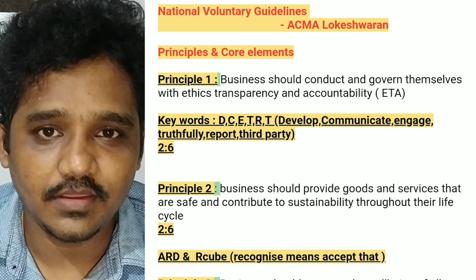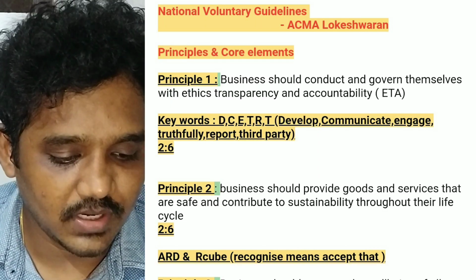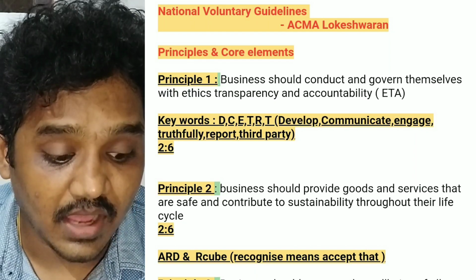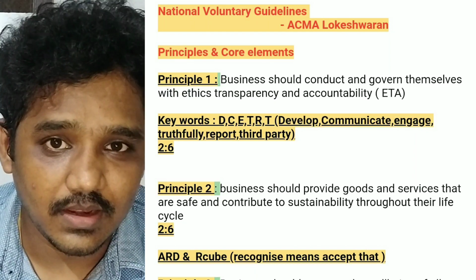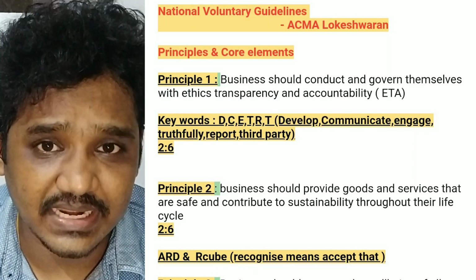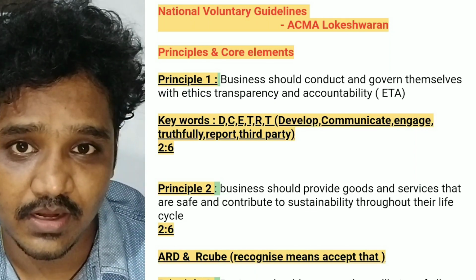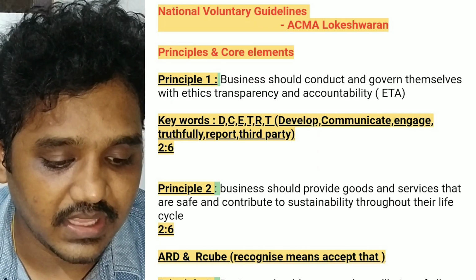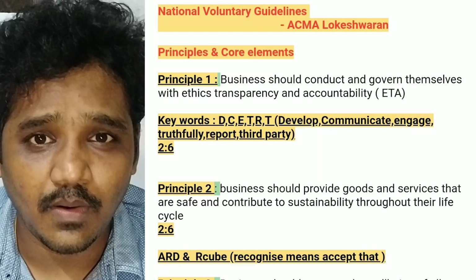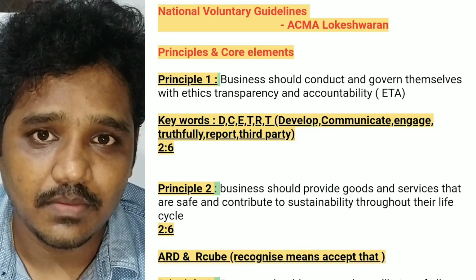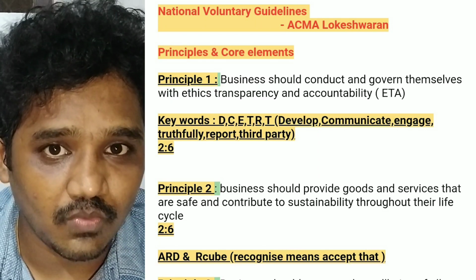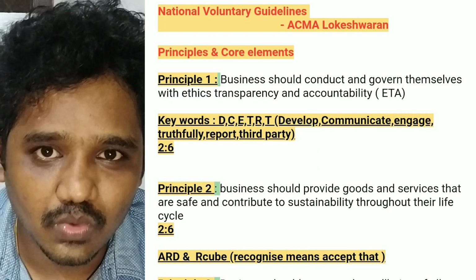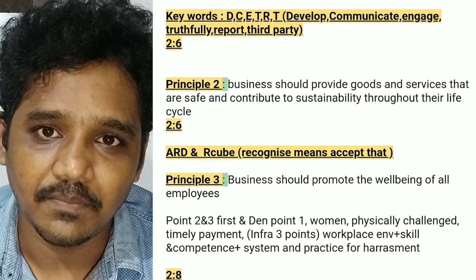Like I said previously, let's see what the keywords are for principle 2. It is ARD and then R cube. Okay, I'll tell you how to frame the sentences using these keywords, ARD and R cube. For example, for the first word, A means assure. Like I said previously, all the core elements will start with business should. Now we know what A is. A means assure. Now business should assure. What should they assure? You have to understand the point, and then you can easily frame it.